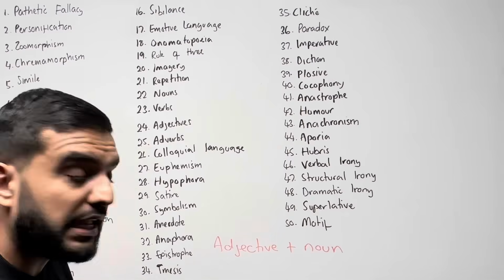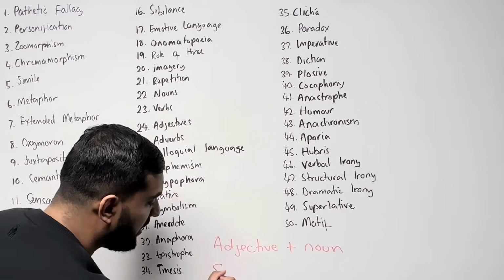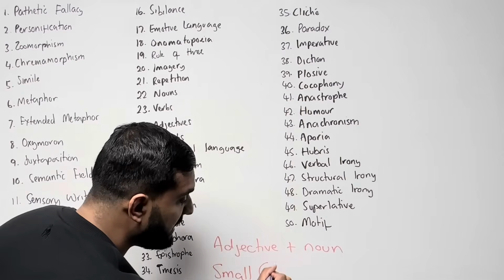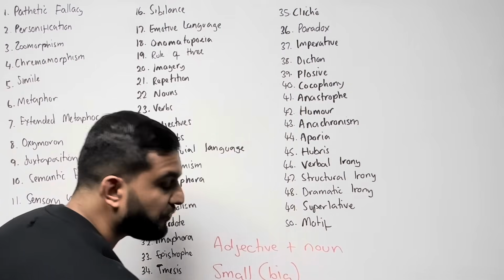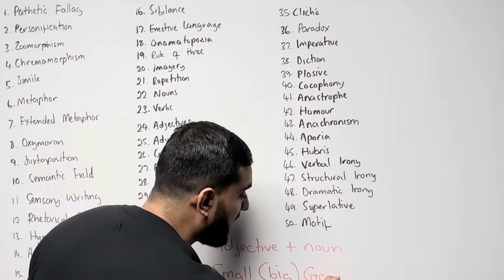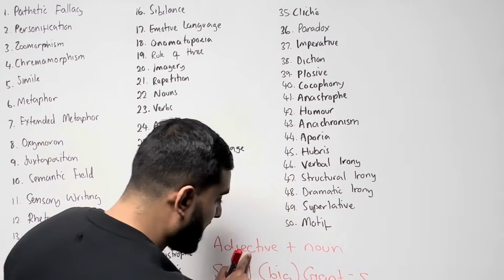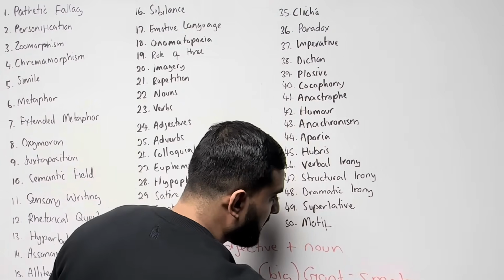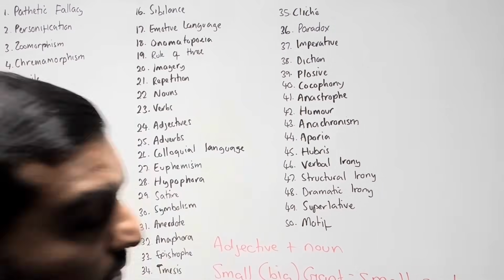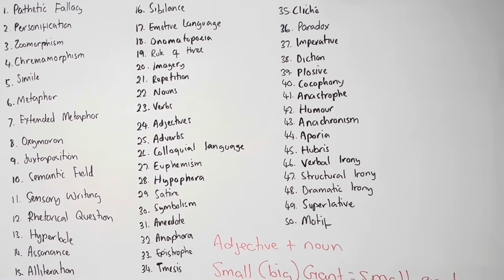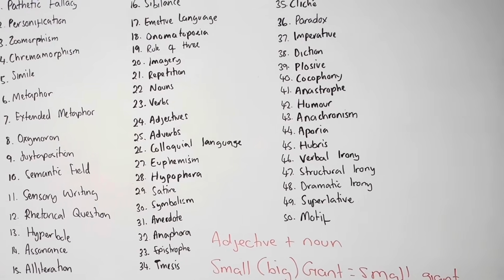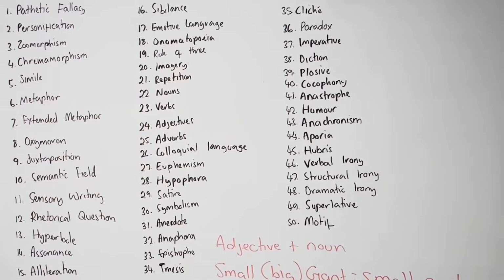Let's create one again. Let's do small. If small was my first adjective, what's the opposite of small? The opposite of small is big. What is really, really big? A giant. And all you do is you put the adjective small and the noun giant together and you have the oxymoron small giant. Guys, I apologize. I've got a lot of stuff on the board, hence it's cutting off. But that is how you create your oxymoron.